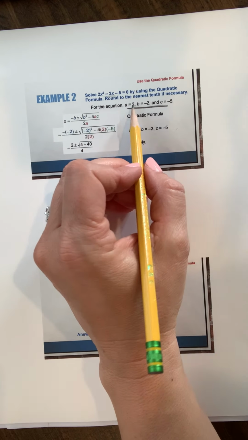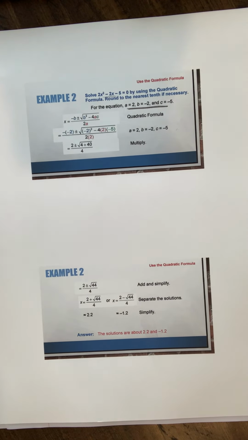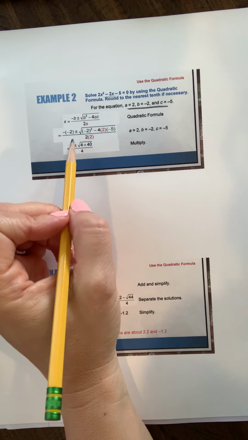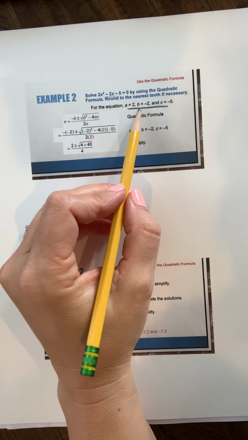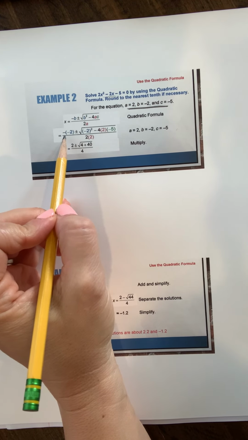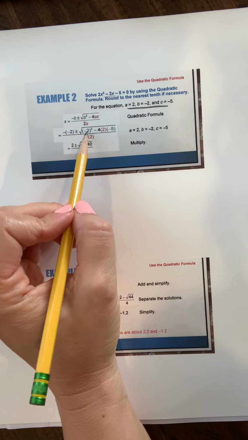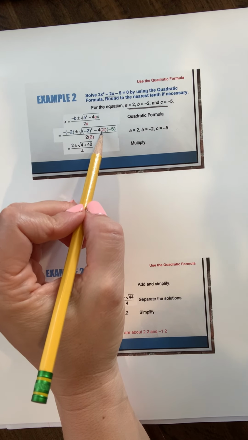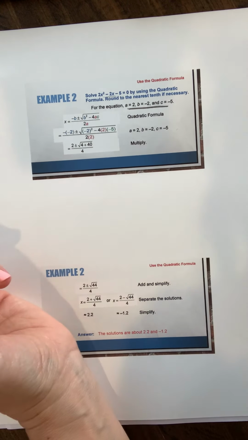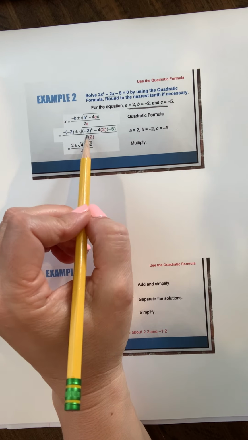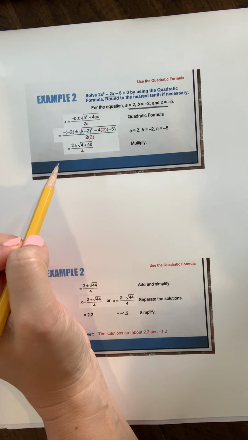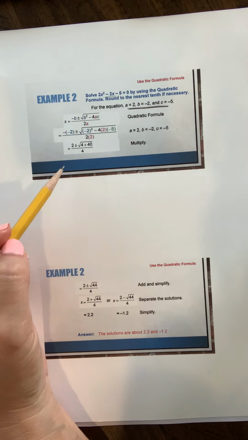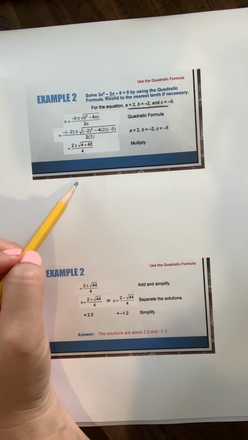All right, so I'm gonna plug these numbers into the formula, okay? And I have negative 2 in for B. I'm gonna put positive 2 in for A and negative 5 in for C. And then I'm just solving it from there. Hopefully you can figure it out from here, okay?